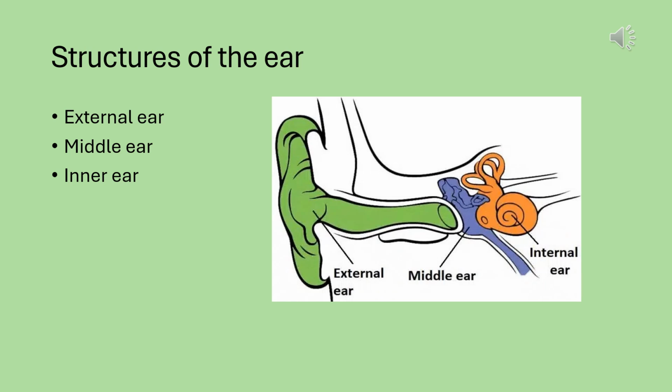To start off, we are going to take a look at the anatomy of the ear. The ear consists of three main areas, which are the external, middle, and inner ear. On the right, you will find an overview of the ear and each of the three main areas before we dive in to taking a closer look at each area.